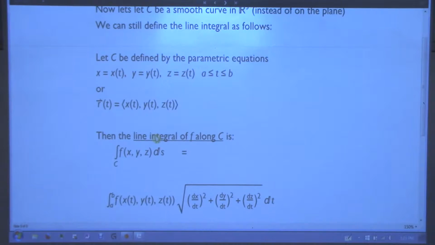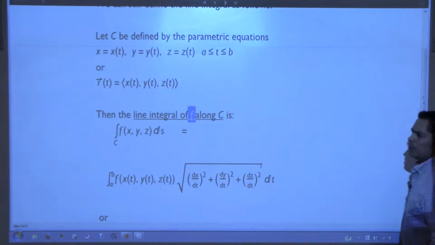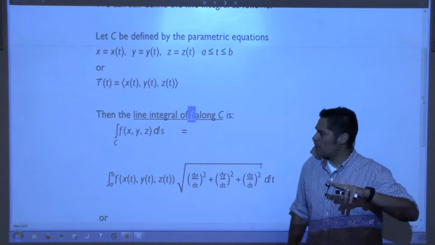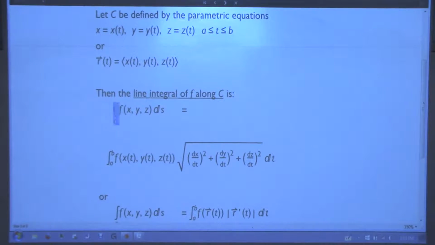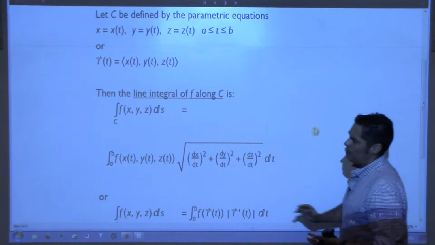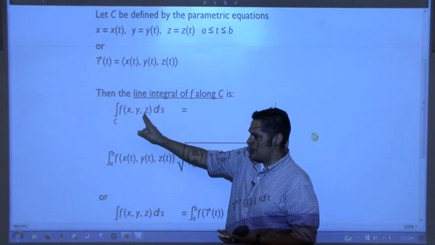Then the line integral of the function f, what type of function is this f? We said scalar, right? We call it a scalar function. So the line integral of the scalar function f along C is given by this equation. Now that's the notation for it. So that notation is exactly what we did last time. The only difference is the z in here.